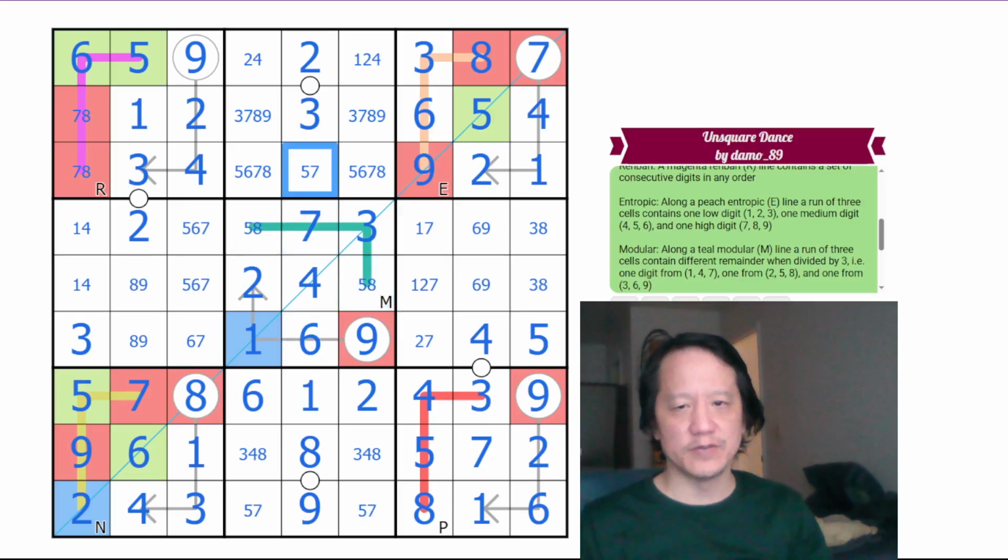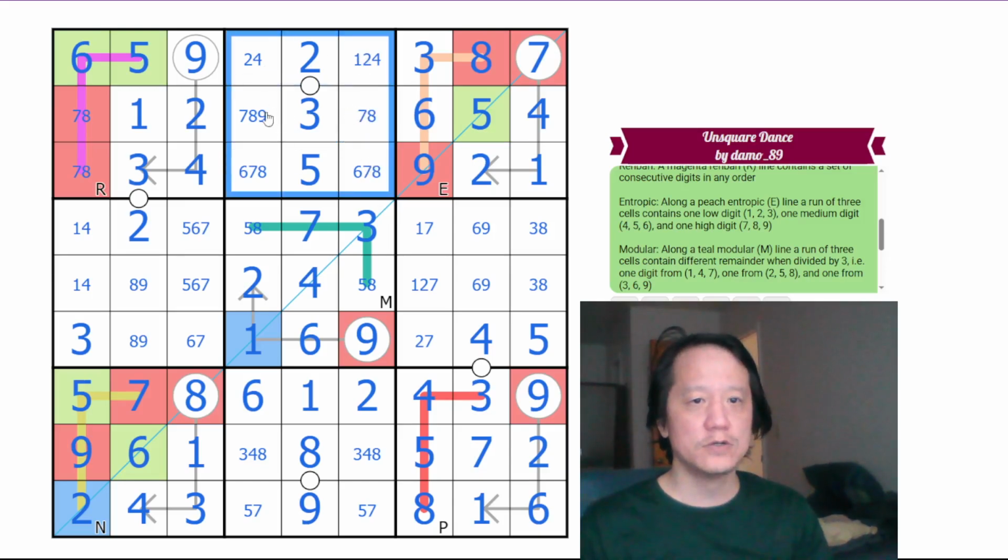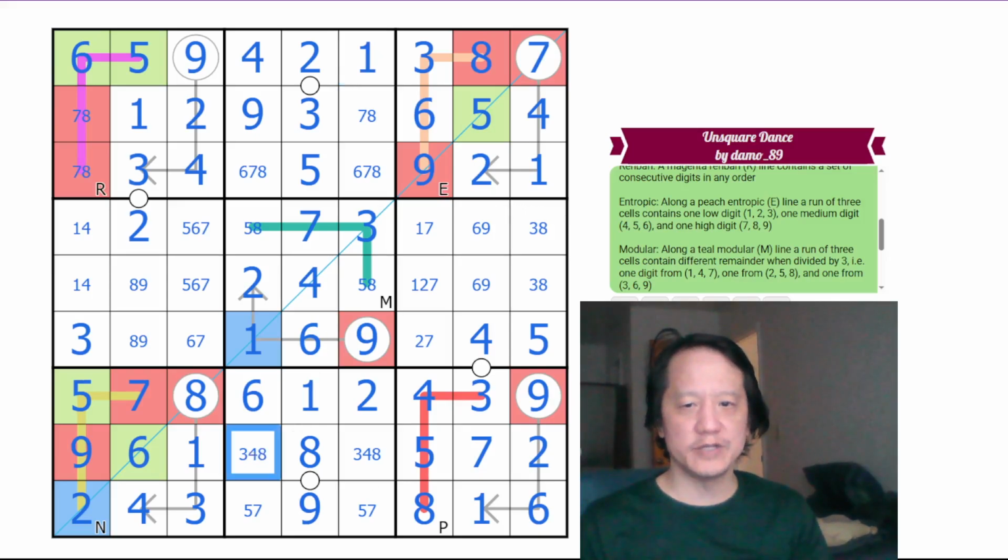7 eliminates 7 there, so it's 5. So this cannot be 5 remaining in the rest of the box. No 3 remaining here. 9 eliminates 9 there. Where is the 9 in box 2? It has to be here. 2 eliminates 2 there, so it's 4. This can't be 2 or 4, it's 1. 8 eliminates 8 here, 8 here. 4 eliminates 4 there, so that's 3, which makes this 4.